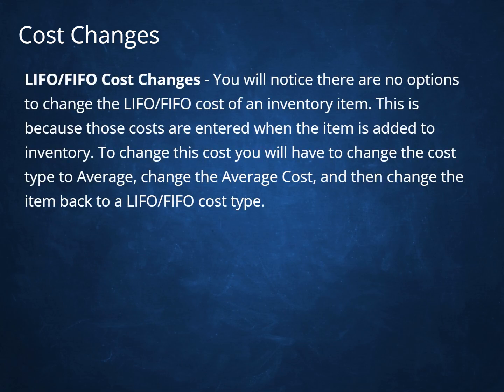LIFO/FIFO cost changes. You will notice there are no options to change the LIFO/FIFO cost of an inventory item. This is because those costs are entered when the item is added to inventory. To change this cost, you will have to change the cost type to average, change the average cost, and then change the item back to a LIFO FIFO cost type.